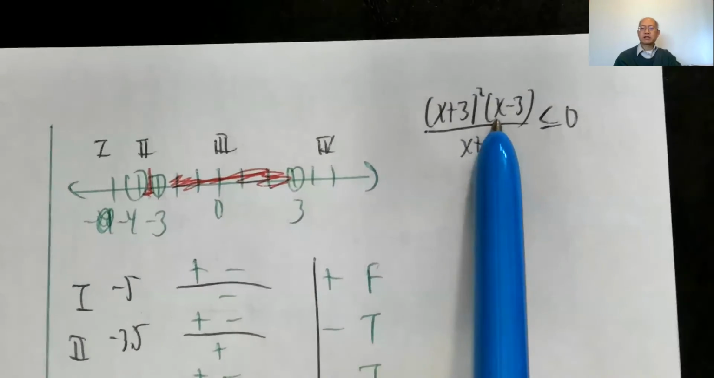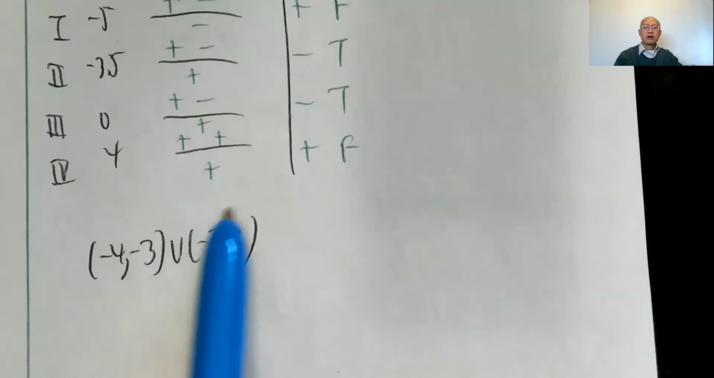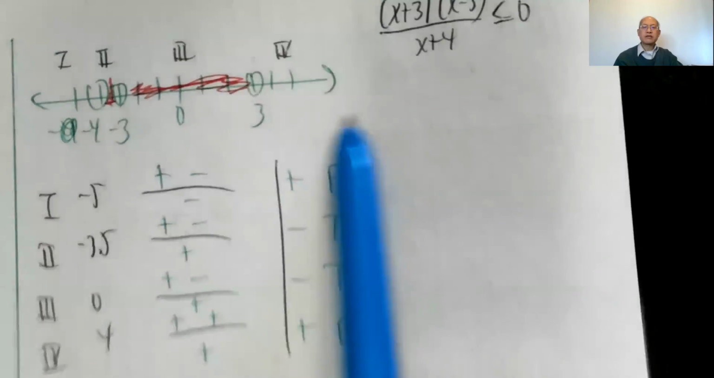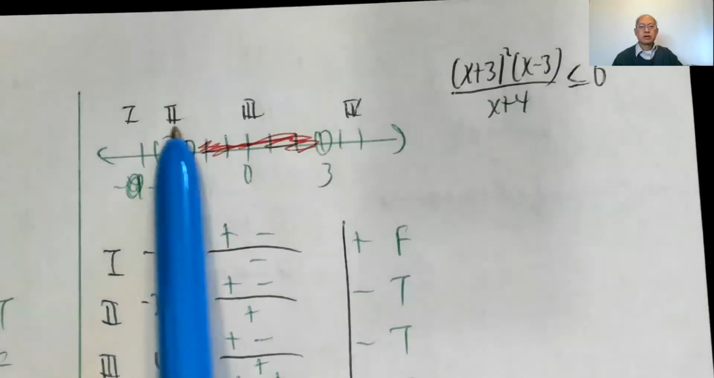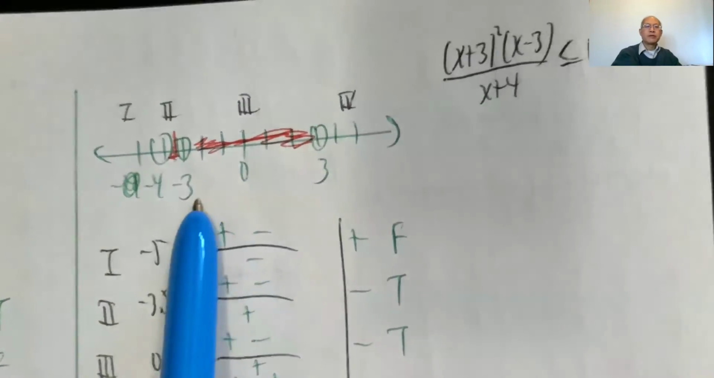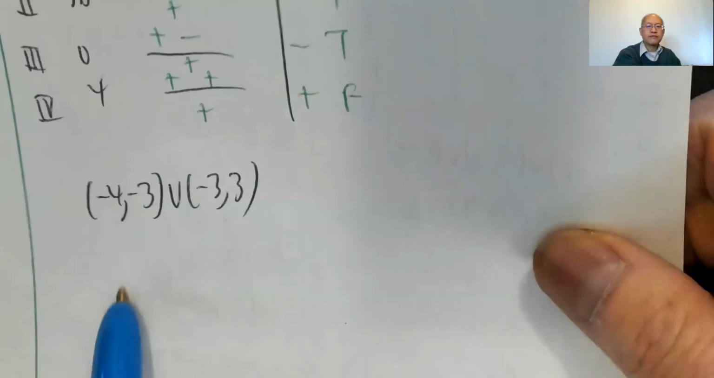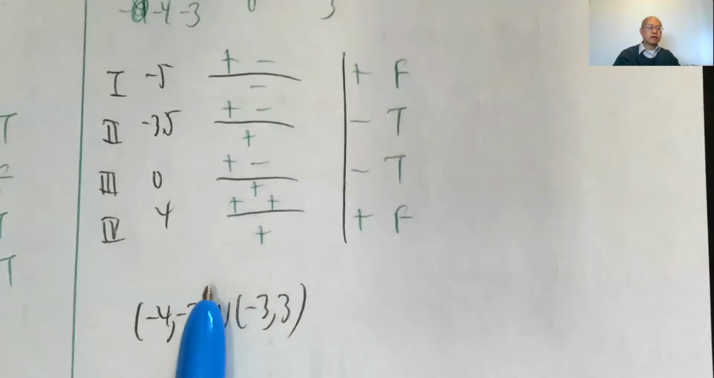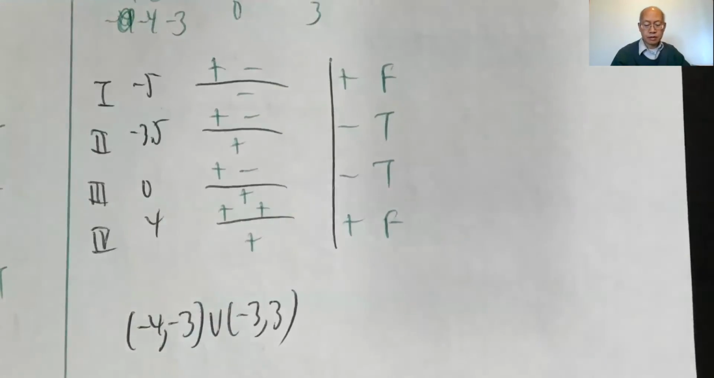Region 4, 4. Looks like everything's positive. 4 plus that's positive. 4 minus 3. 4 plus 4 positive. Multiply them together. Positive. Positive less than or equal to 0? Nope, false. So I just have this region and this region. Region 2 and 3. So -4, -3, union -3, 3 is my solution. All right. Okay, so that was section 3.7 on inequalities with irrational expressions.